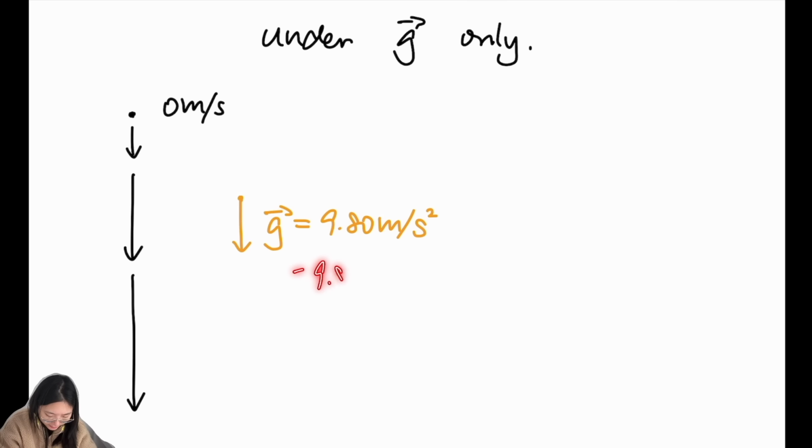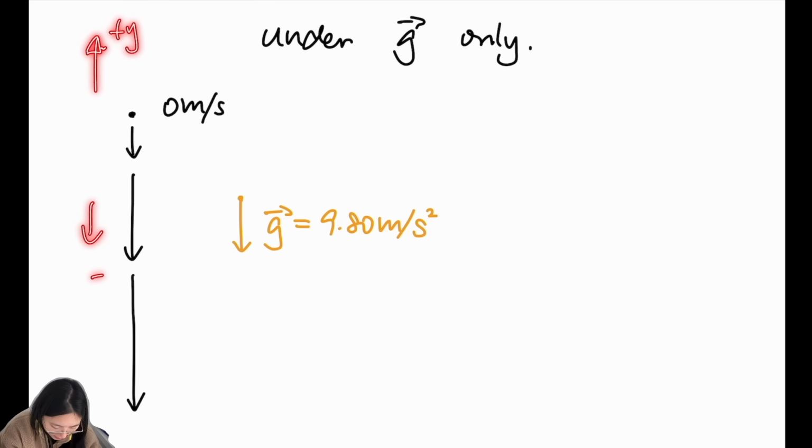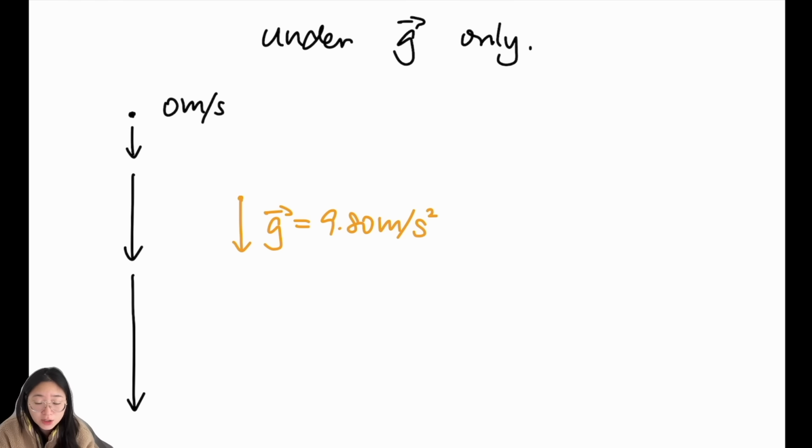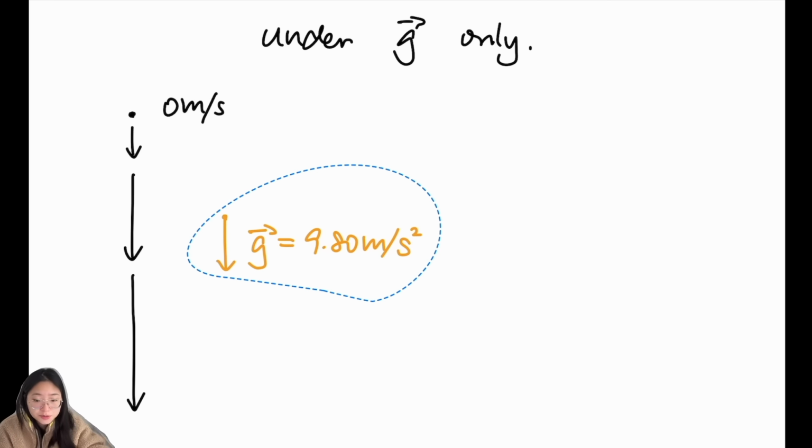Sometimes we use negative 9.8 meters per second squared to represent the gravitational acceleration. This is because I set vertical upward as the positive direction and downward as the negative direction. But I can always set the direction arbitrarily. So sometimes we can just set downward as the positive direction to make the calculation a little bit easier. What happens if I toss an object upward?